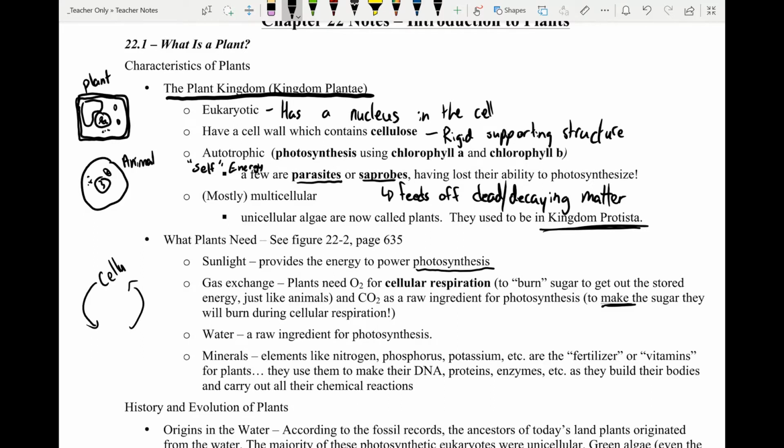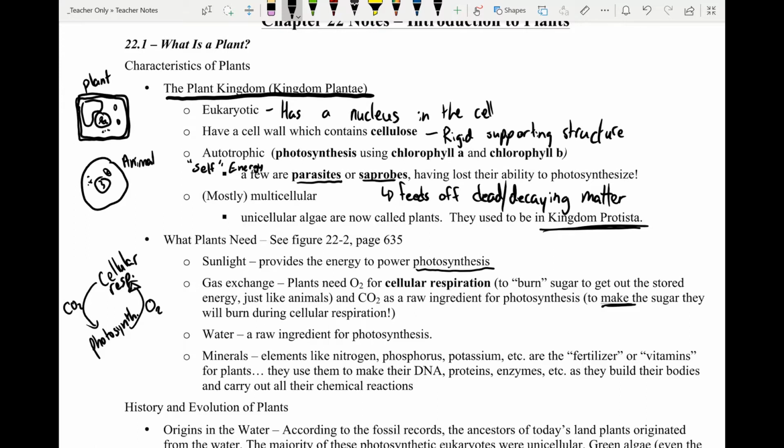So cellular respiration, I'll just put that here, and then photosynthesis here. So the chemicals that are made: photosynthesis makes O2 and takes in CO2. Cellular respiration gives off CO2 and takes in oxygen. So it is very complementary in that fact.